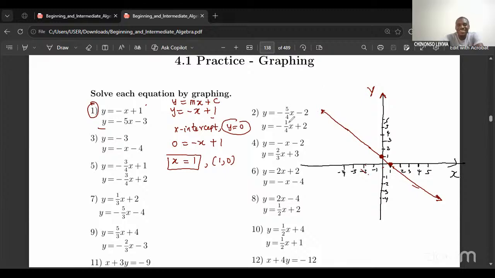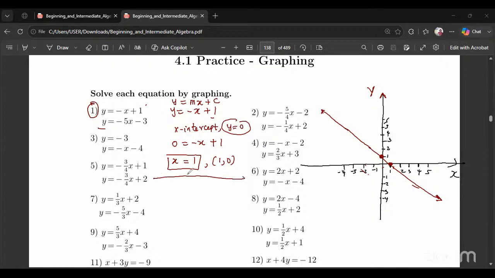Yeah, it's evident. All right, so let's graph the second line, which is y equal to negative 5x minus 3. When you compare this with the general form of a straight line, you can see the y-intercept is negative 3. So we have one point, which is this point here, the y-intercept. Let's quickly get the x-intercept and we connect the two points. What did we say about the x-intercept? You get the x-intercept when y is 0.